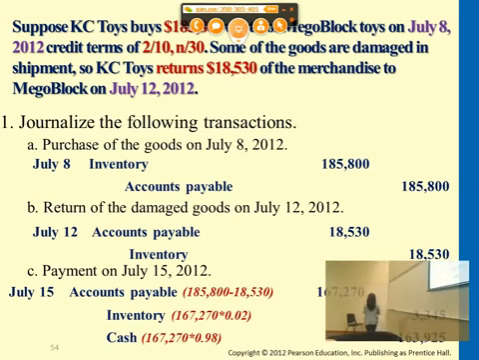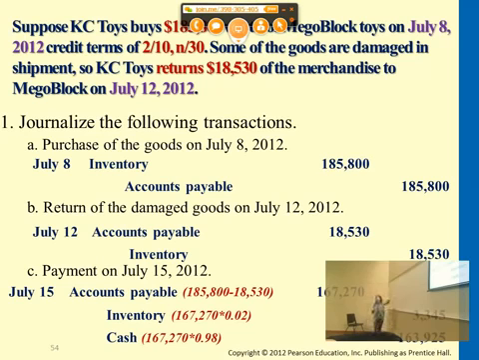So if we post all these entries to their specific T accounts, and if we just look at the inventory account here, you will see $185,800, the original purchase price. This was the first entry. And you realize that part of the goods are damaged, $18,530. This will reduce the inventory account.